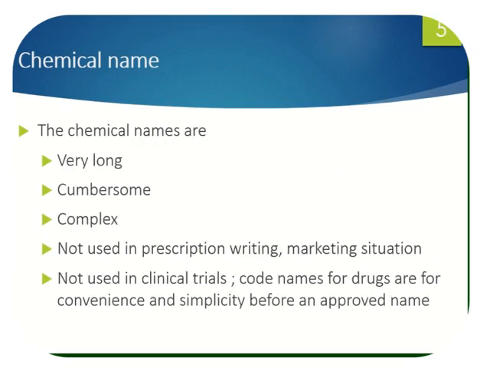However, the chemical name is very long, cumbersome, complex, and not used in prescription writing, because just imagine you put a chemical name as the name of a drug. Even when we start looking for a new drug, we don't usually use the chemical name. They also don't use it in clinical trials, where, as you will learn when you start pharmacology, we use code names of drugs before a name is approved.